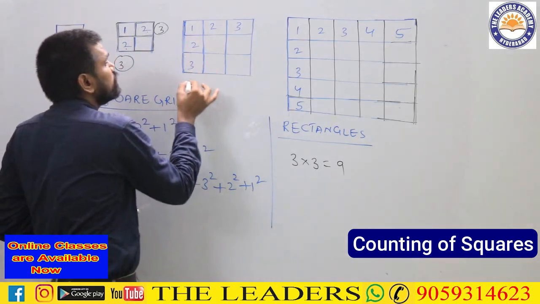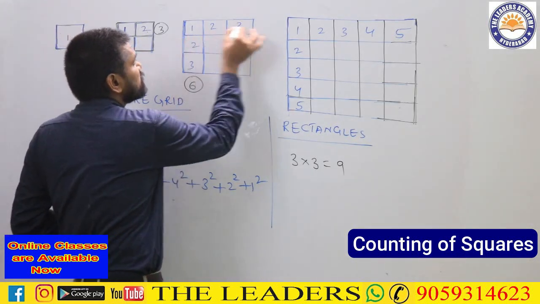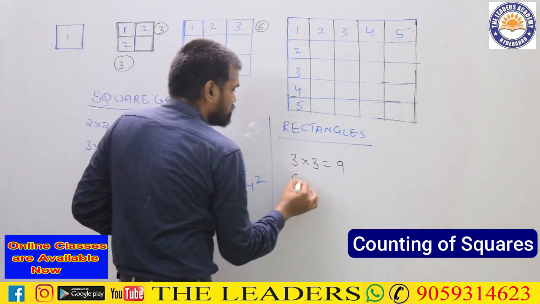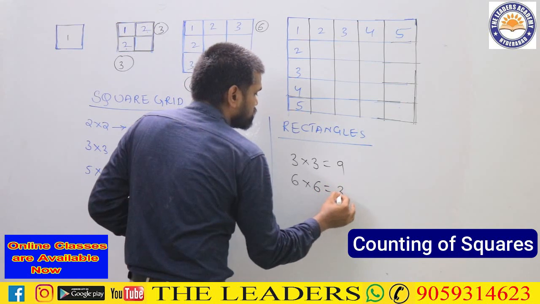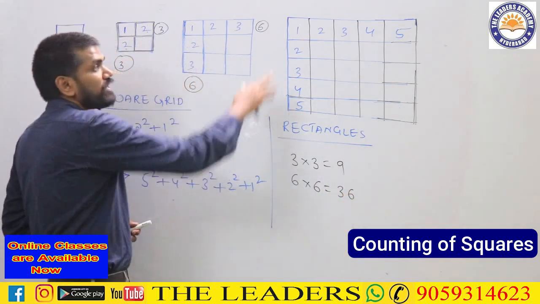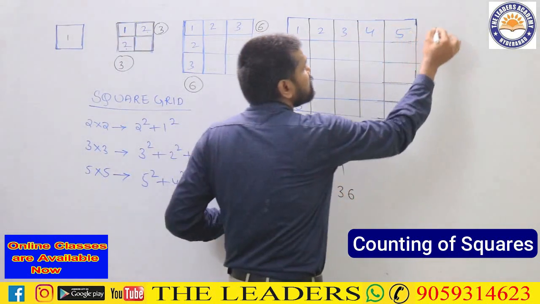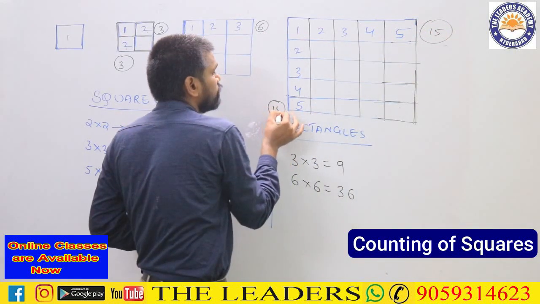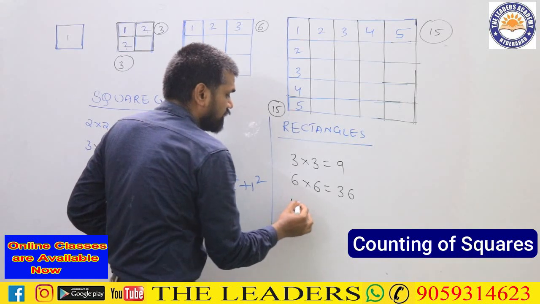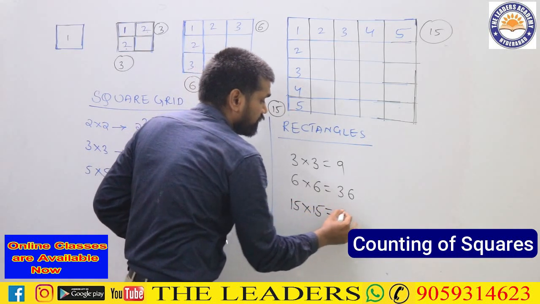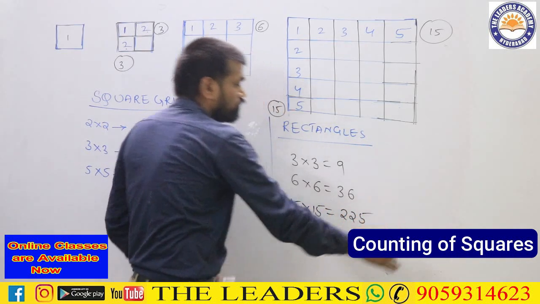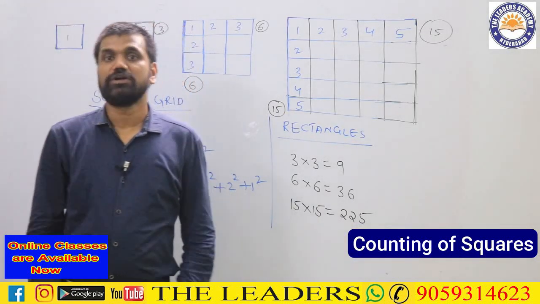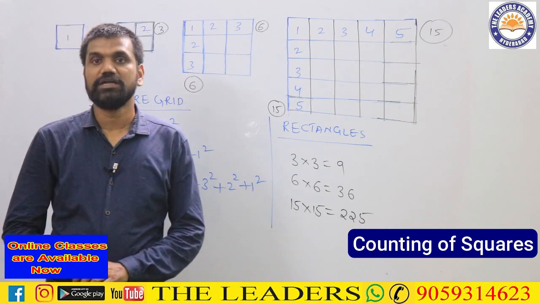Whereas coming to this one, vertical sum here is 6, horizontal sum here is 6. So total number of rectangles in this diagram will be 6 into 6, that is 36. Whereas coming to this one, horizontal sum here is 15, vertical sum will also be 15. So total number of rectangles will be 15 into 15, that will be giving you how much? 225.